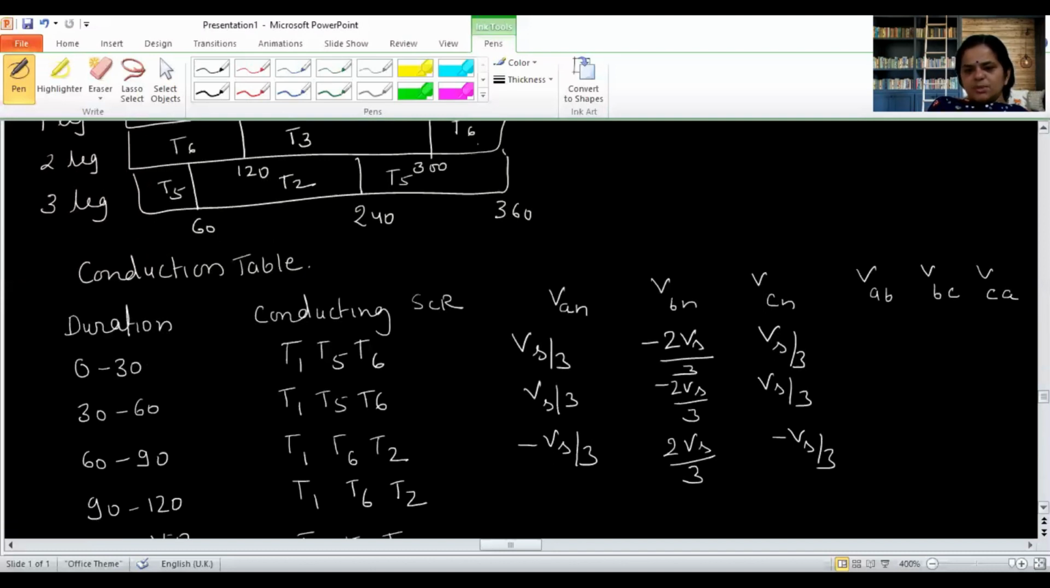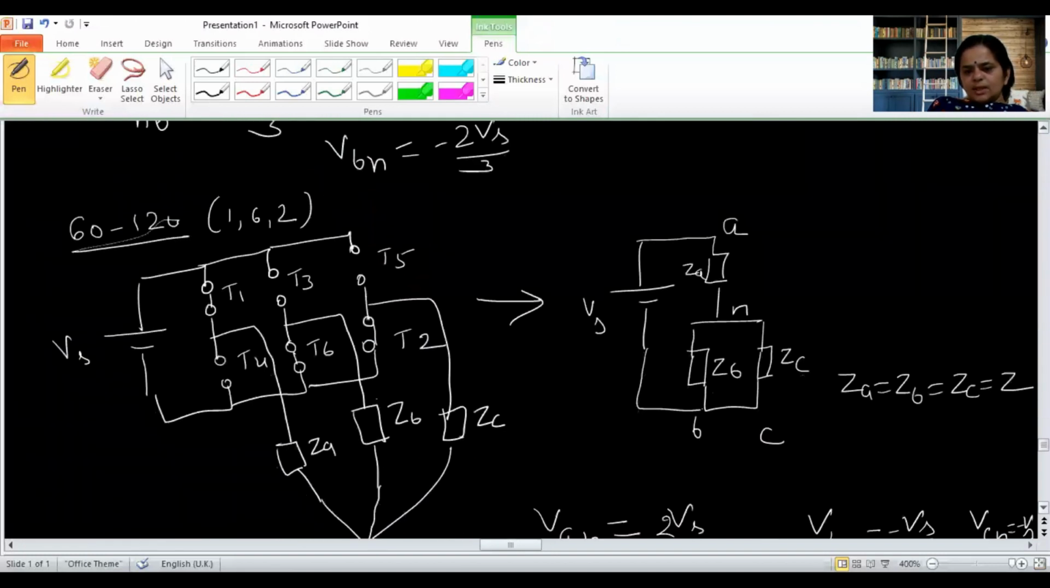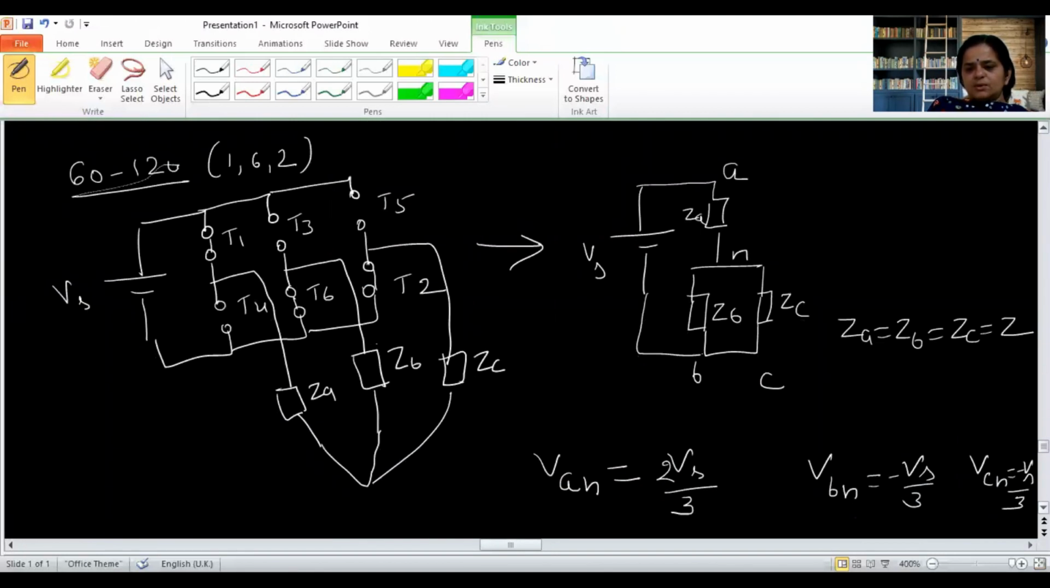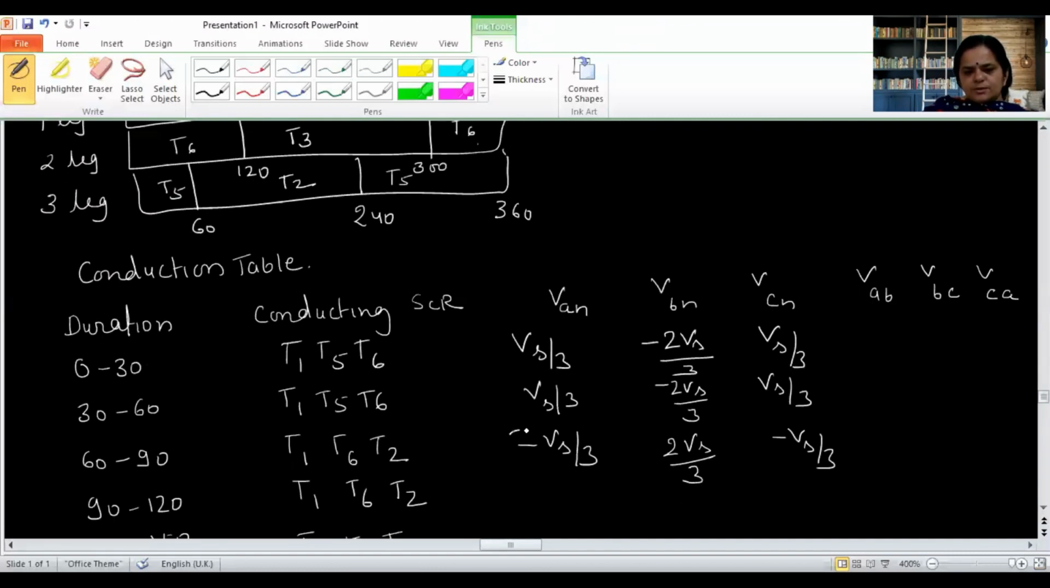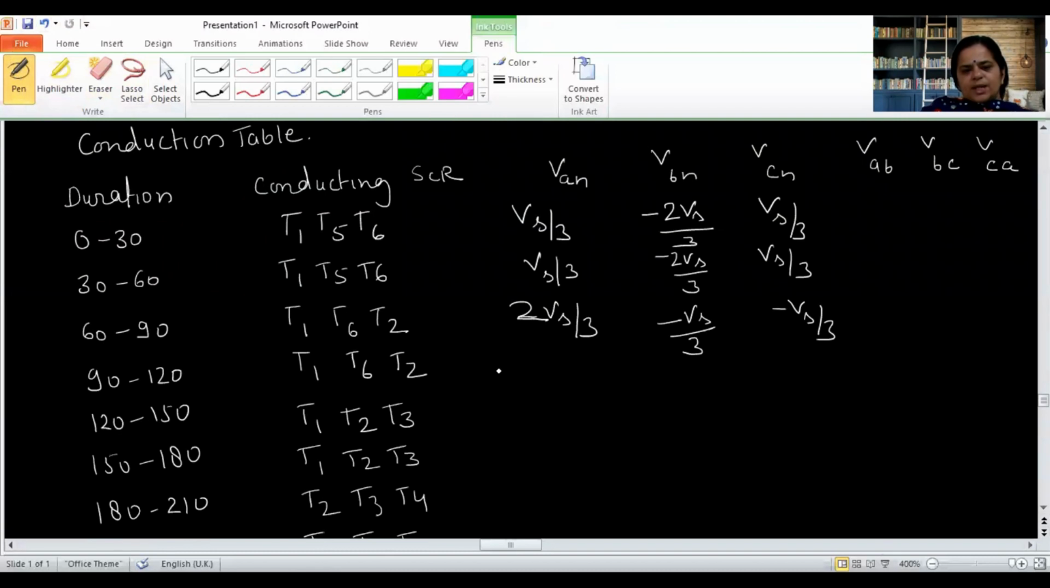You can see here VAN will be 2 Vs by 3, and the other two will be minus Vs by 3, minus Vs by 3. For 90 to 120, the same SCRs are conducting, so the voltages will be the same: minus Vs by 3, minus Vs by 3. Then again, if we repeat the same thing, here also you will get Vs by 3, here Vs by 3.